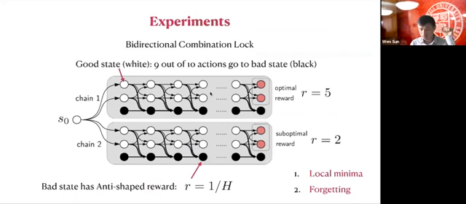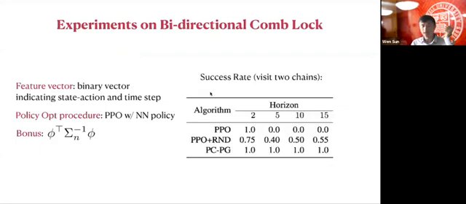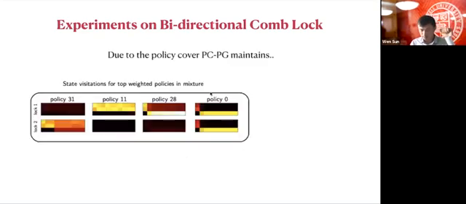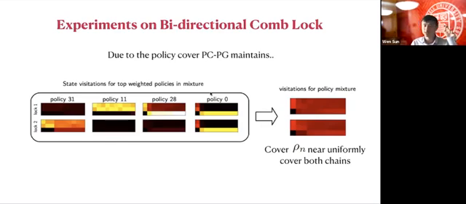So, just quickly visiting some experiment results. For the bidirectional combination lock example that we looked into, PCPG indeed successfully solves all these different horizons. So we are basically able to visit every path, both chains, successfully. And here are the traces. You can see that I'm plotting the traces of different policies in the policy cover. You can see some policies visiting different chains, like policy 11 visiting the first chain, and so forth. But when you average over all these policies in the policy cover, you get a mixed policy that visits both chains almost uniformly. And if you start policy gradient methods from this nearly uniform distribution, you are guaranteed to succeed.